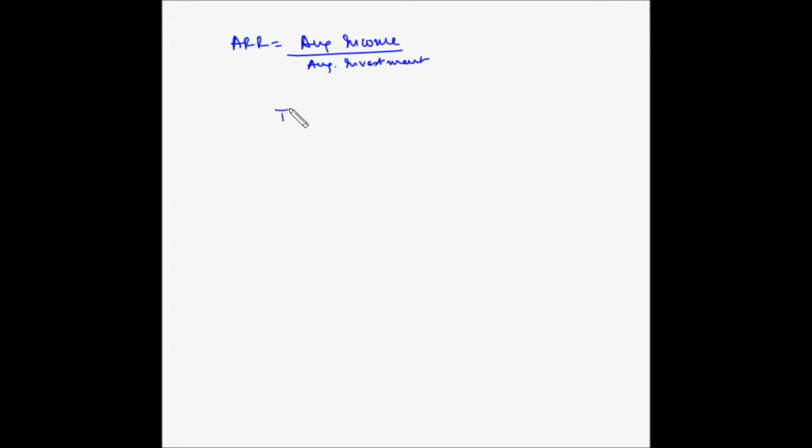So we know that the total income is equal to 36,875. Now this is the income after taxes and depreciation, and the average income will be 36,875 divided by 5, because this is the total for 5 years of income. So the average income comes out to be 7,375 rupees.